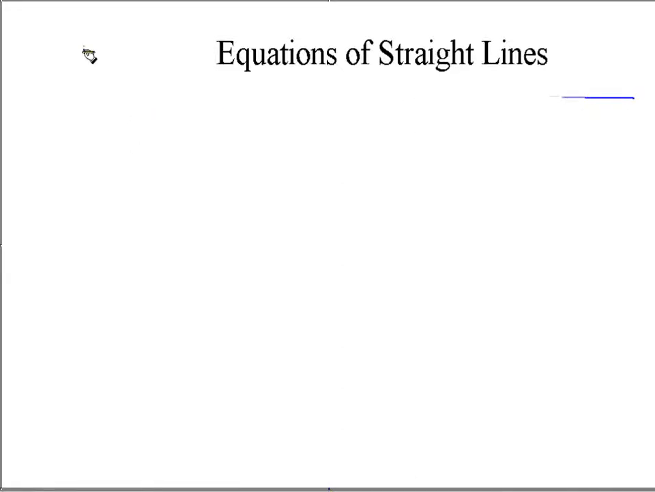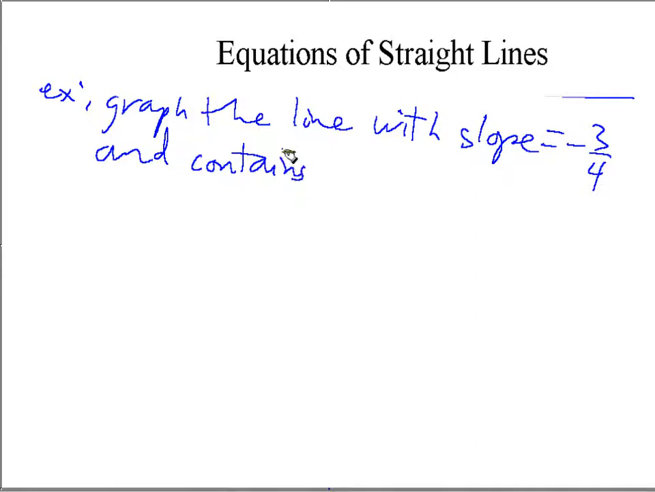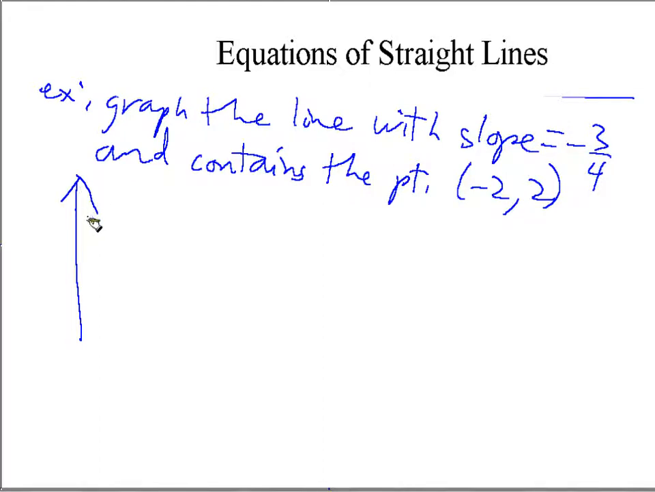Okay, so let's recall the problem we did in the last section. I asked you to graph the line with slope equal to negative 3/4 that contains the point negative 2, 2. And we did that by starting at negative 2, 2 on the rectangular coordinate system.